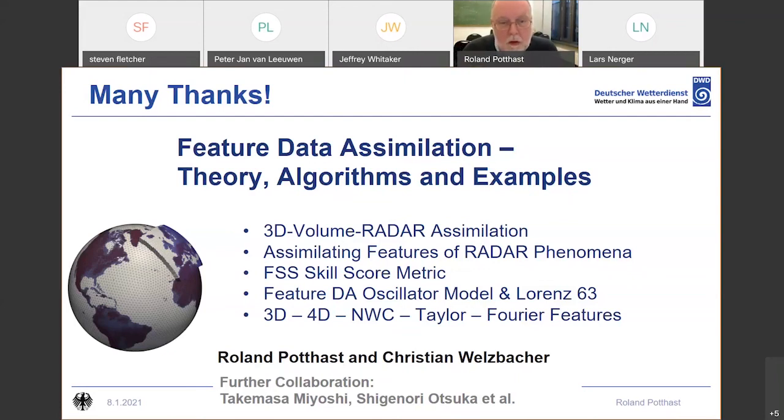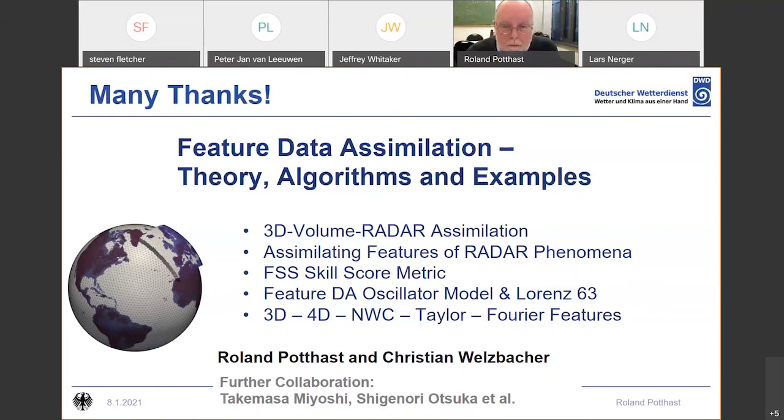Okay, cool. And the second question is from Juan Wang. Are features defined by different thresholds assimilated simultaneously, or only the feature corresponding with one threshold is assimilated?